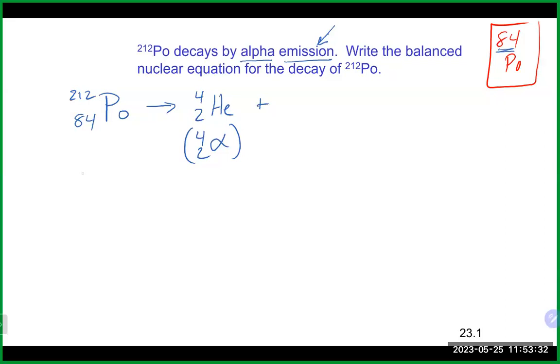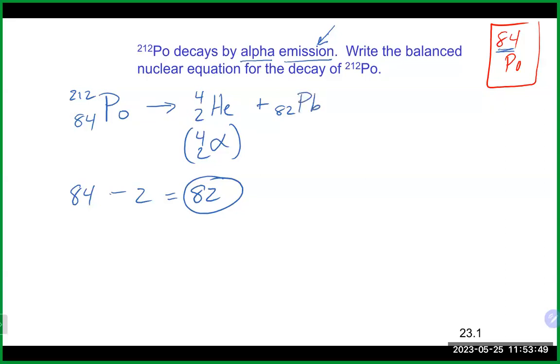We're going to look on the left there. We got 84 for the atomic number. On the right there, we have 2. So if we subtract that, our missing atomic number is going to be 82. And we would go to the periodic table. Number 82 is our friend lead.